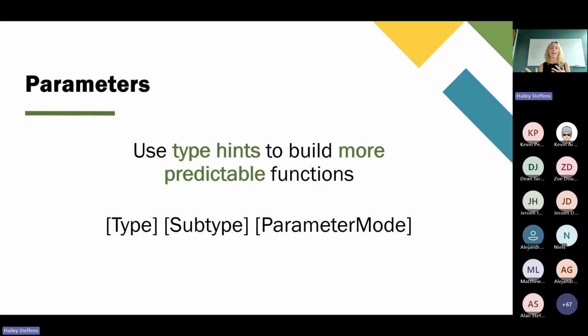And with parameters, you can also assign, like I said, type hints to build more predictable functions. This is similar to other programming languages, where you can say that something has to be a whole number, or that it has to be a Boolean, that type of thing. And within this, we have three different levels of parameter type hints that you can put in. So we have type, subtype, and parameter mode. And I'll jump into what those mean.